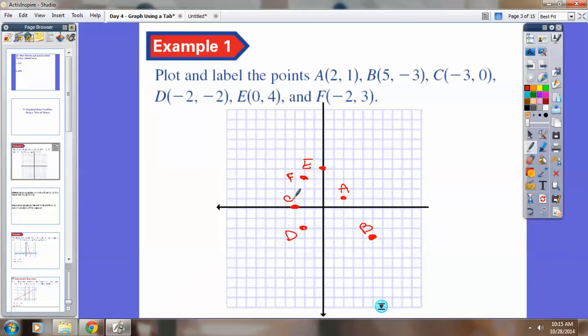When we're plotting points, that first value of our ordered pair tells us to go right or left. So in point A, the first value was 2. It's a positive number, so we'll go to the right 2 units, 1, 2. The second value tells us how far up or down to go. If it's positive, we'll go up. If it was negative, we would go down. We went up 1. For point B, we have 5, -3. So the x value tells us to go right and left along the x-axis. So I went right 5 units, 1, 2, 3, 4, 5. And the y value was negative, so I went down 3. 1, 2, 3. We should be comfortable plotting ordered pairs on a graph.